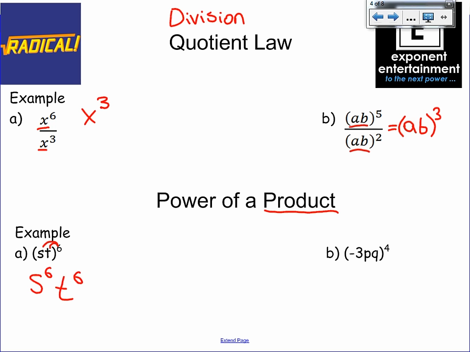We come over here to question B, and we use our power of a product law. Here we have a negative, a 3, a P, and a Q as the base. So that 4 needs to go to all those things.